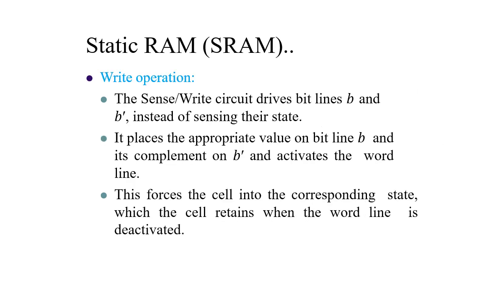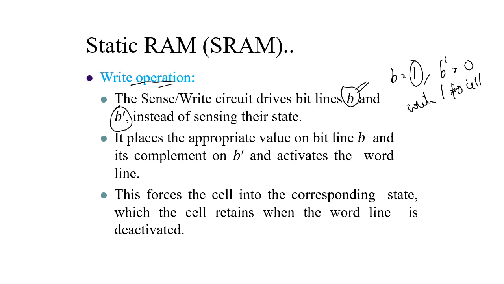Just the reverse of the previous operation takes place during the write operation. The sense and write circuit drives the lines B and B bar. Instead of sensing their state, it will drive these signals, because we are supposed to write to the memory. So initially B is set to 1 and B bar is set to 0 if you want to write 1 to the cell. B will be driven to 1 and B dash will be driven to 0.